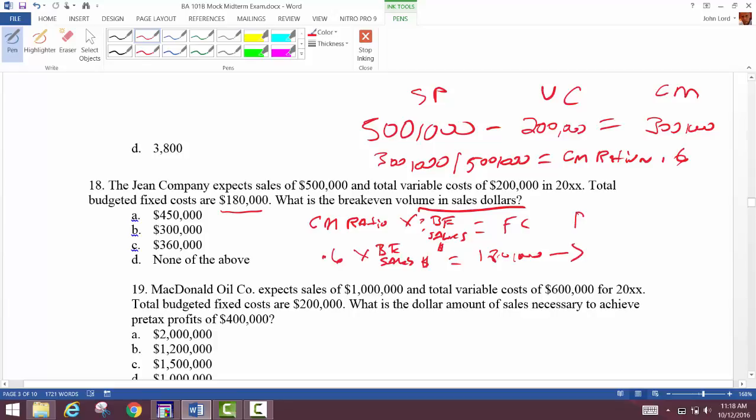So my break even sales is going to equal 180,000 divided by 0.6 equals, what's the answer here? Equals what? 300,000? Choice B. And that's question 19.